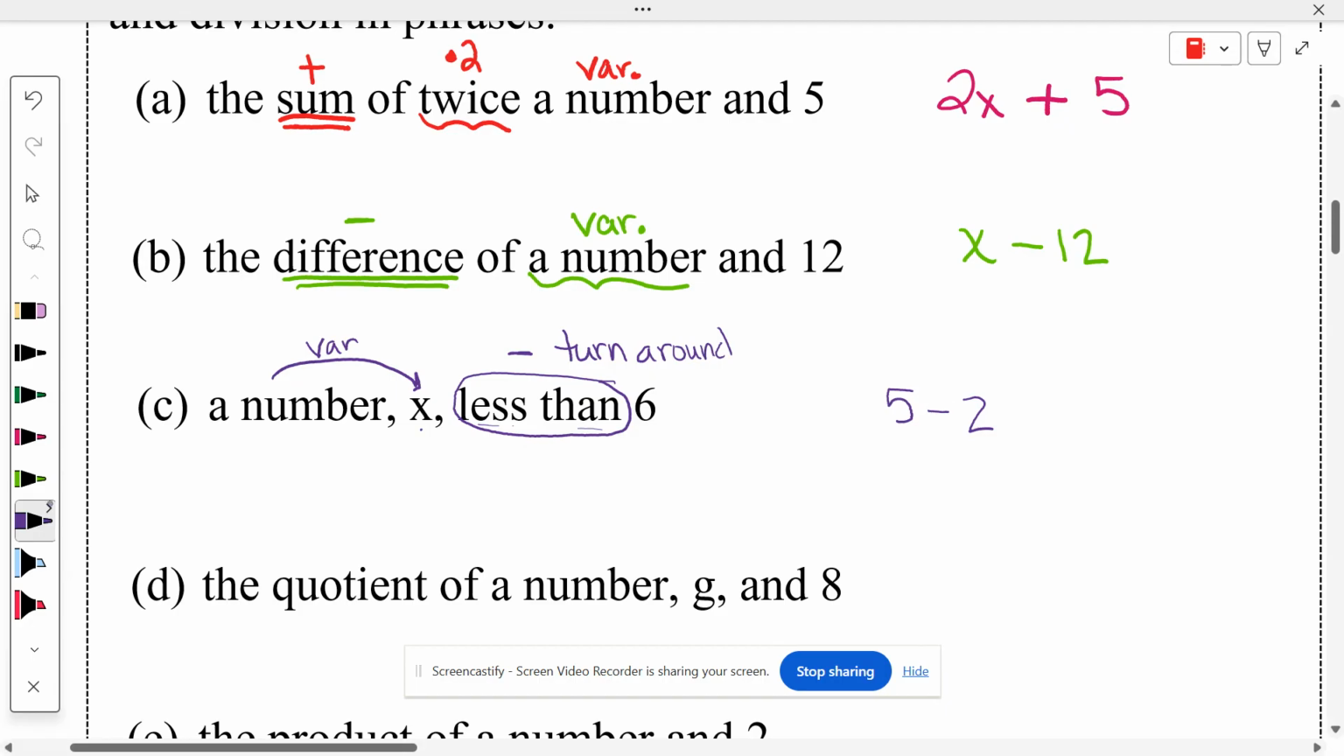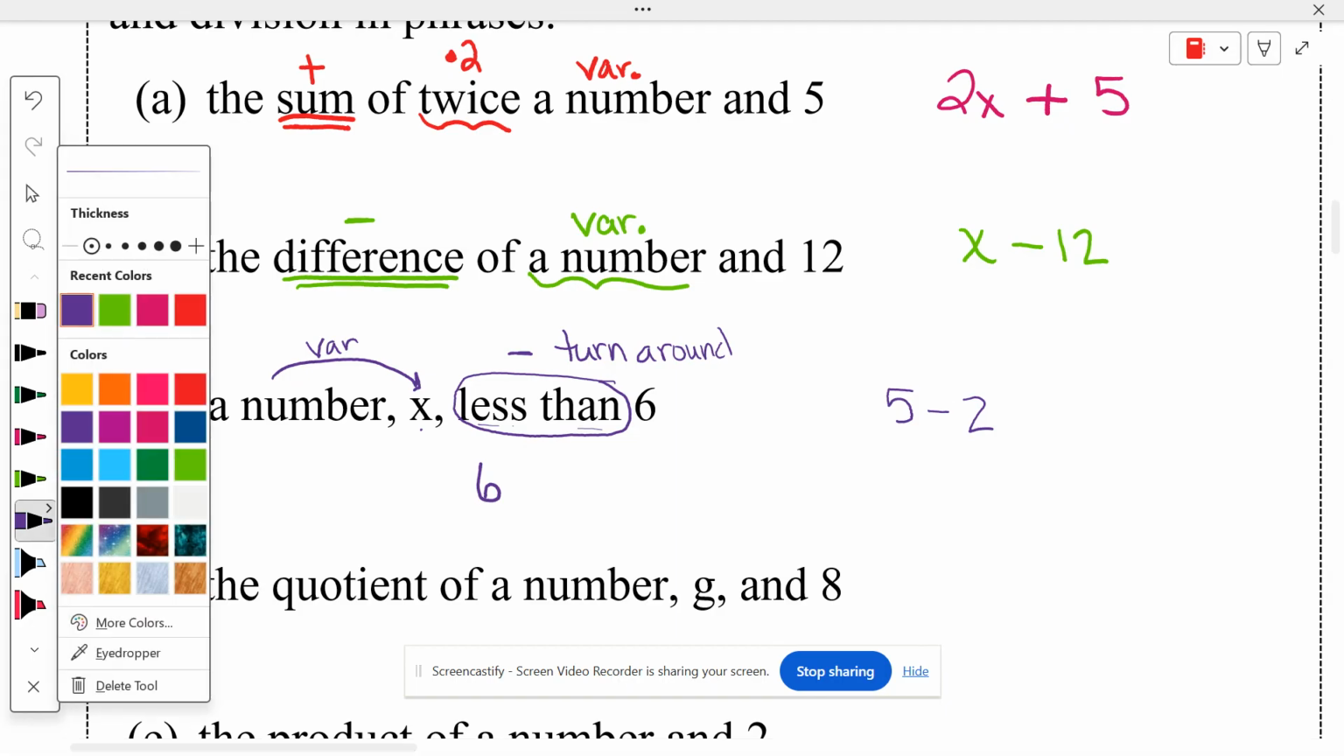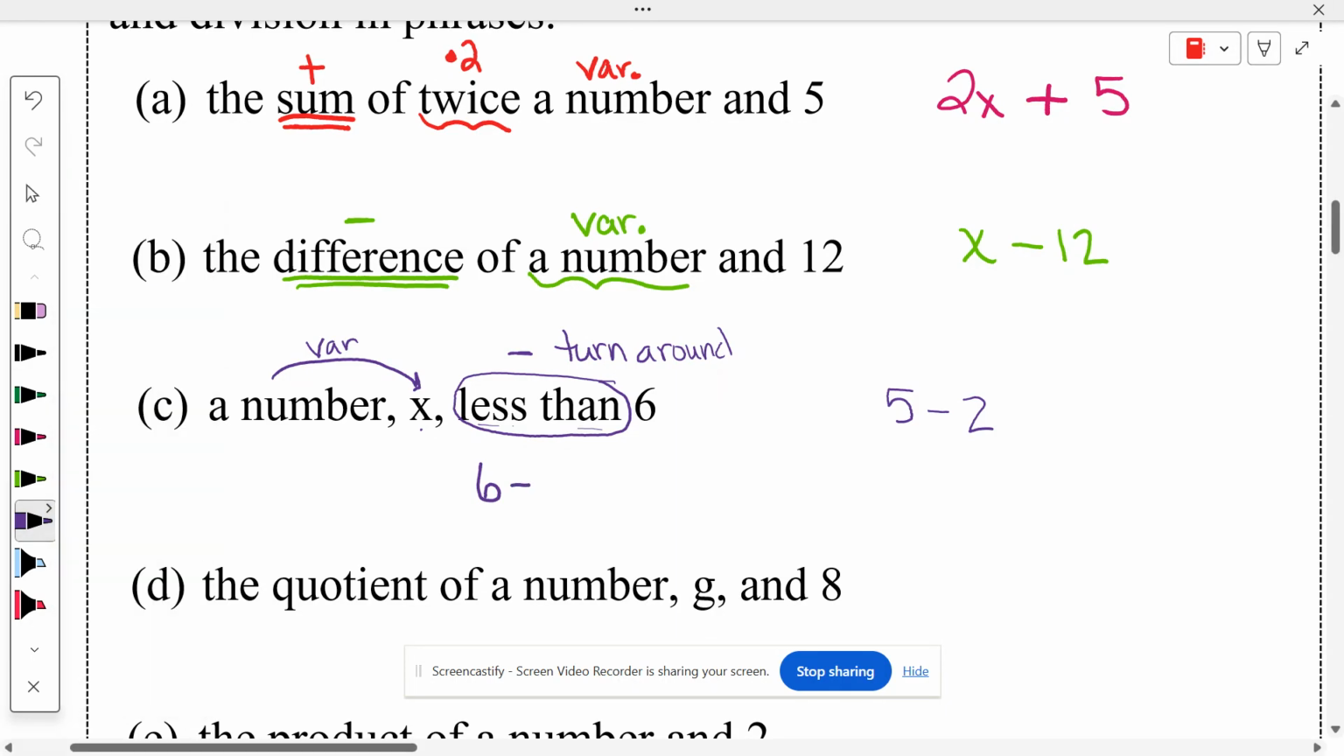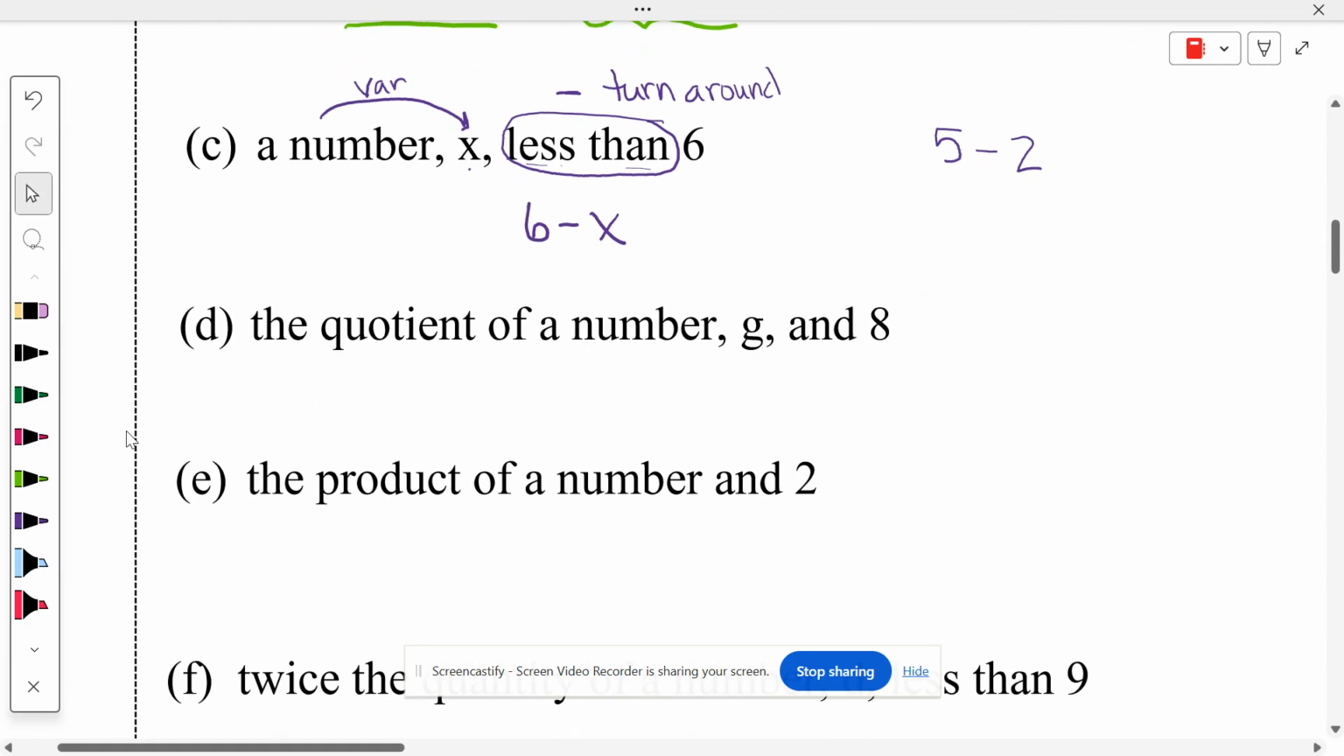So if I have x is less than 6, that means 6, x less than 6 is 6 minus x. It's not is less than the inequality. It's just the phrase less than, minus. There's a difference.